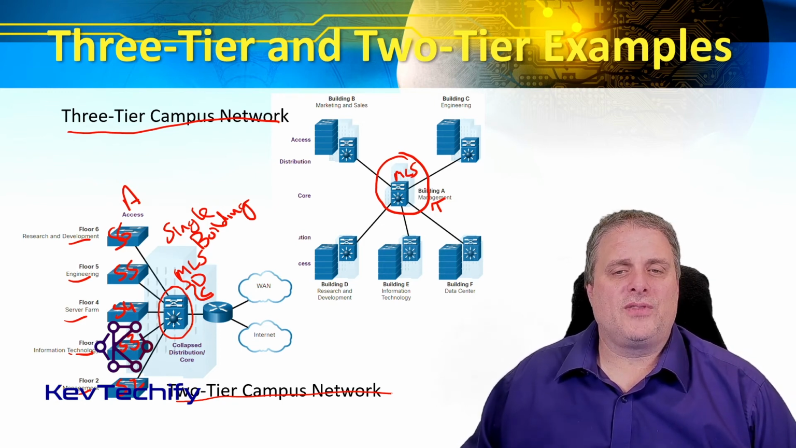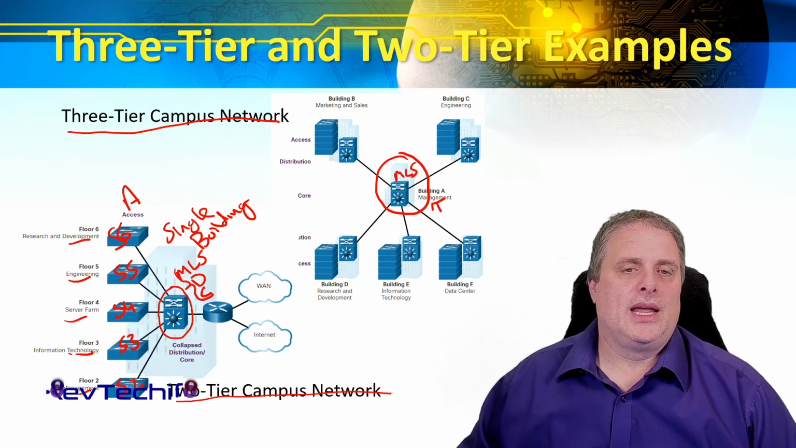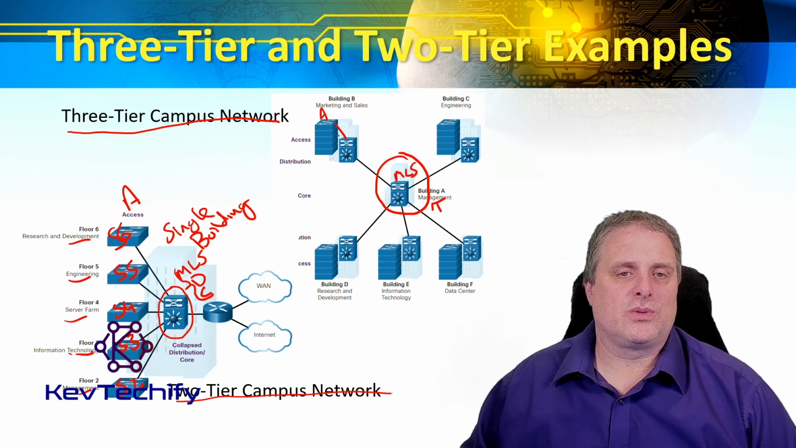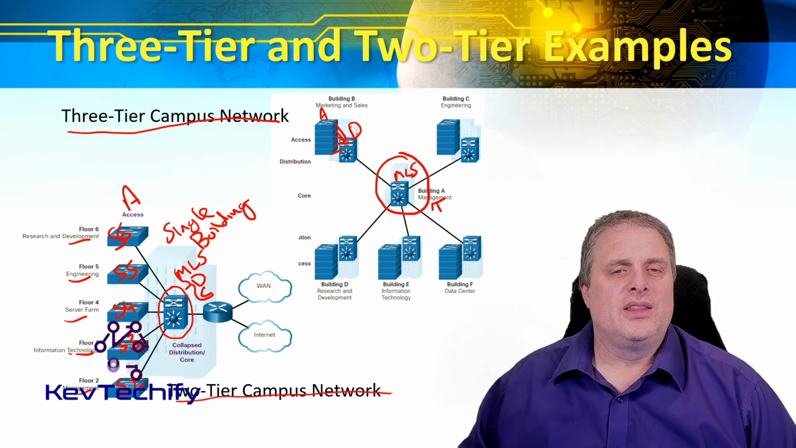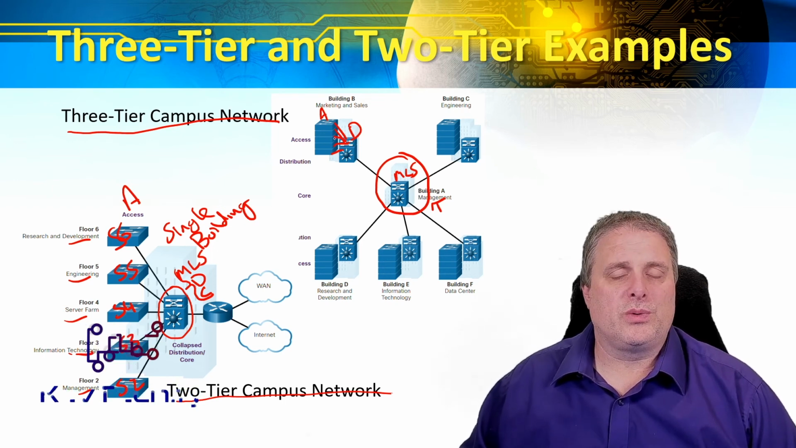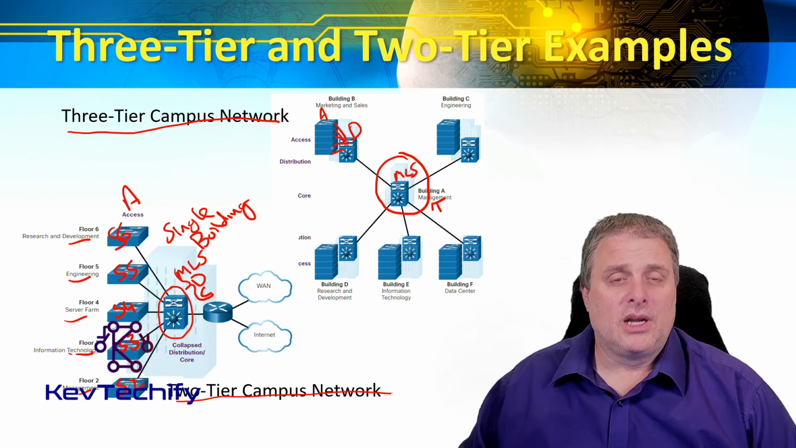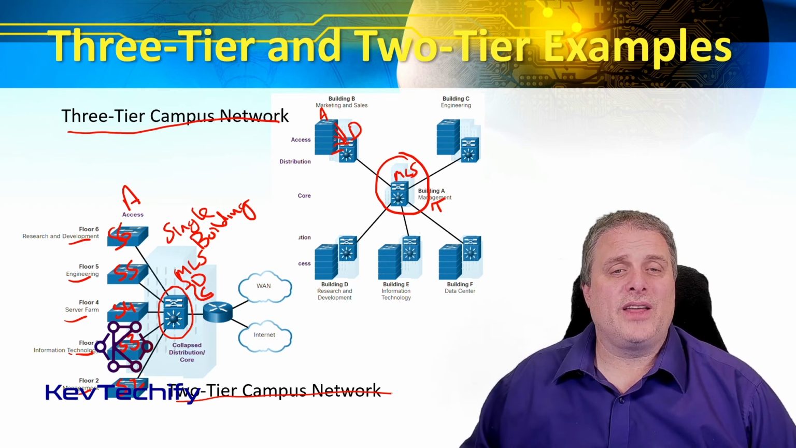So our main office here is building A, but then building B has marketing and access. They have multiple floors in their building. Each one of these floors has an access switch. These access switches all come down to a distribution switch. So they aggregate all of these switches together. This distribution switch then routes between VLANs, between floors, between the different departments, keeping all that data there.